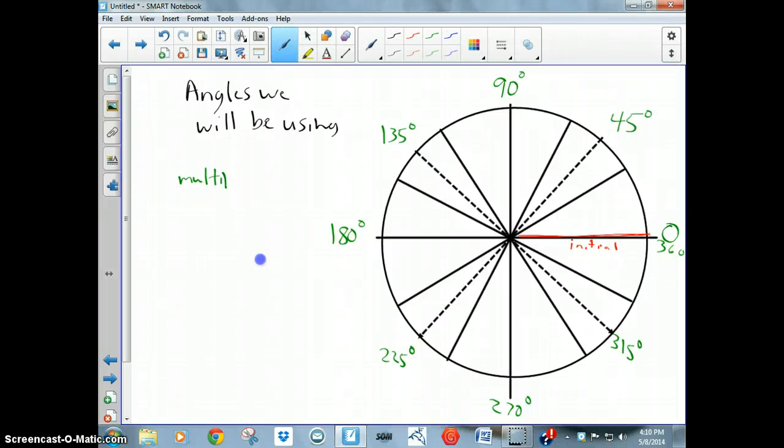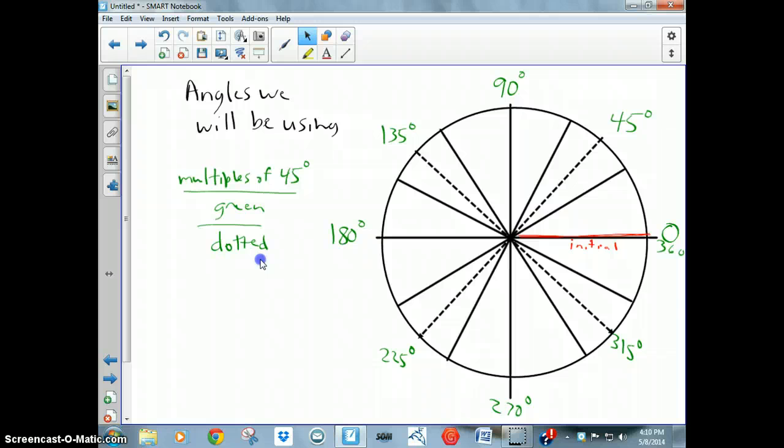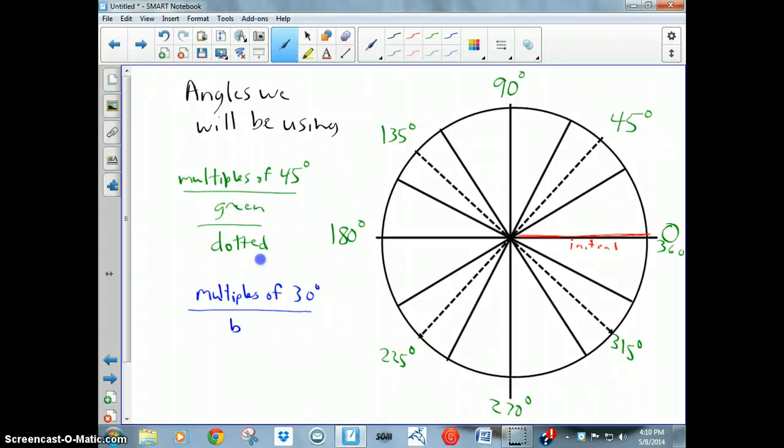So I'm going to color code this. Multiples of 45 degrees, those are in green. And they're dotted. Please do that on your paper. Now, the multiples of 30 degrees are going to be in blue, and those are the solid lines.